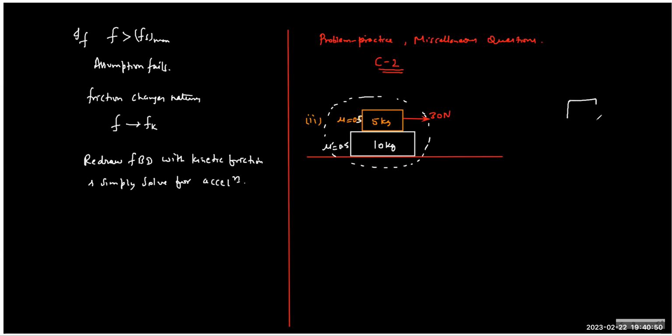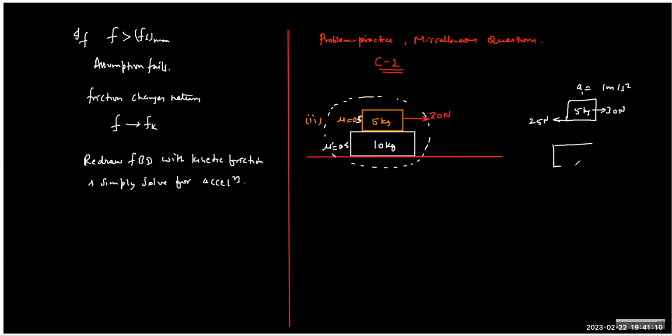No, sir. See, one thing is clear that the 5 kg will move separately. So the 5 kg will experience 30 Newton this way and 25 Newton this way. So what will be the acceleration of the 5 kg? 1 meter per second square, right?